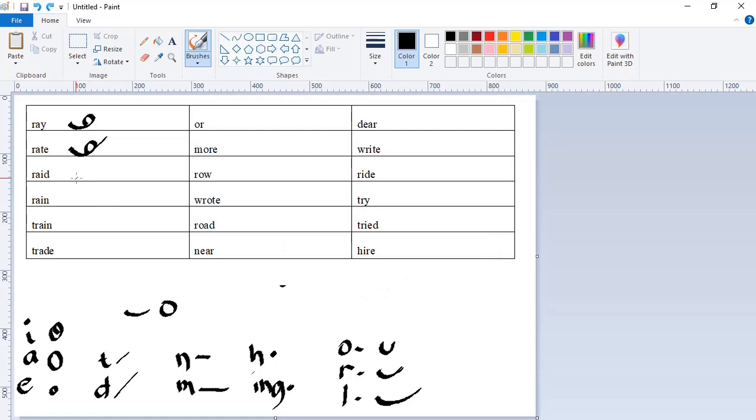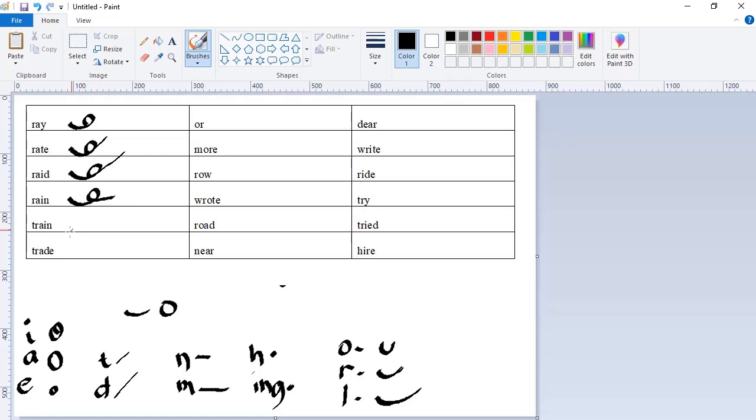Raid. So, raid, we have R, A, D. Ulitin natin. We have R, A, D. Rain. So, we have R, A, N. Ulitin natin. R, A, N.